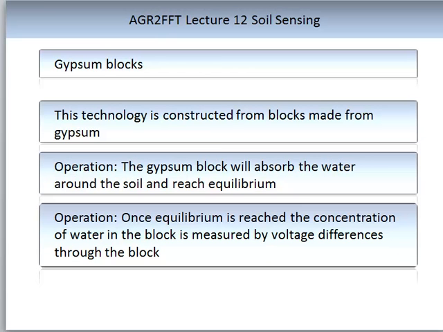Another type of soil sensing is called gypsum blocks. This technology is constructed from blocks made from gypsum, and hence its name. The operation is quite simple, and you can almost think of it as a sponge. The gypsum block will absorb water. The gypsum block is installed in the soil, and any water that is in the soil will reach equilibrium between the soil and the block. Once equilibrium is reached, the concentration of water in the block is measured by simple voltage differences through the block.